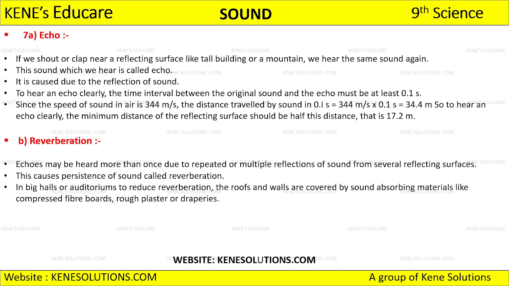And since the speed of sound in air is 344 meter per second, the distance traveled by sound in 0.1 second will be 344 meter per second multiplied by 0.1 second, right? So when you multiply that, you will get the answer as 34.4 meter. And so to hear an echo clearly, the minimum distance of the reflecting surface should be half this distance, that is half of 34.4, which is equal to 17.2.